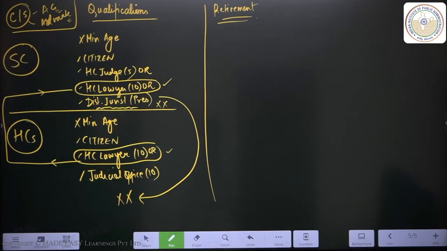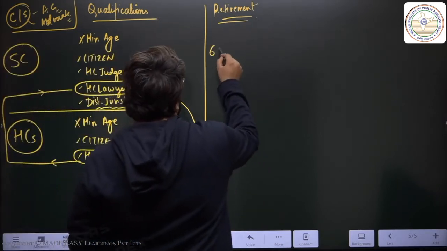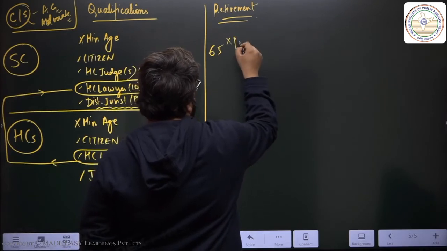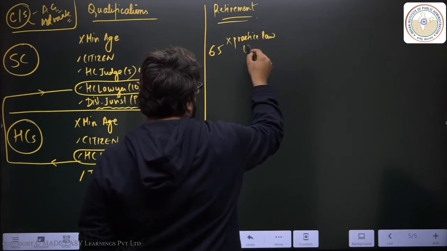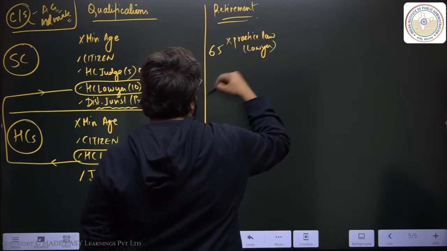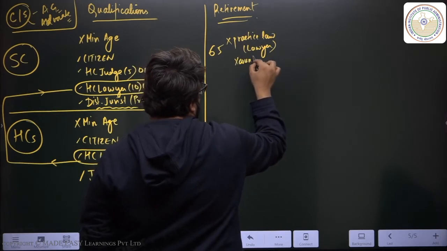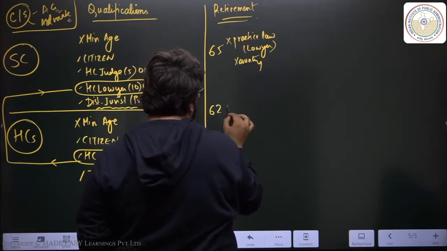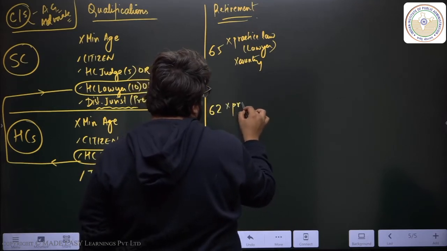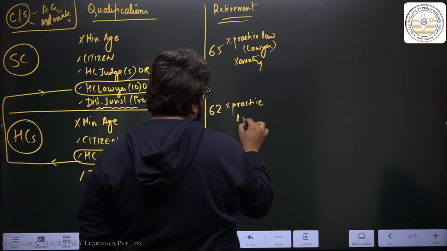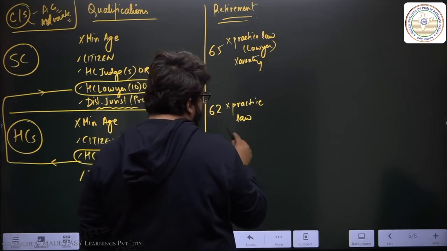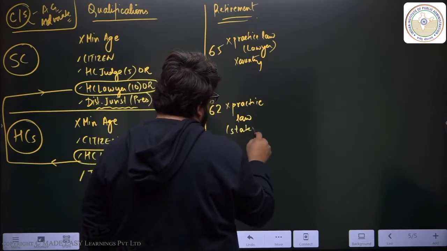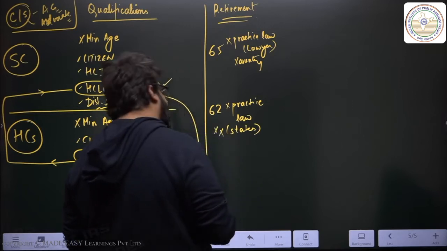Okay, so your retirement for the Supreme Court is at 65 years, and you cannot practice law as a lawyer anywhere in the country. For the High Court it is 62, and you cannot practice law in whichever states you have been a High Court judge, because High Court judges can be transferred from state 1 to state 2. So in all the states that you have been a High Court judge, you cannot practice law, right?